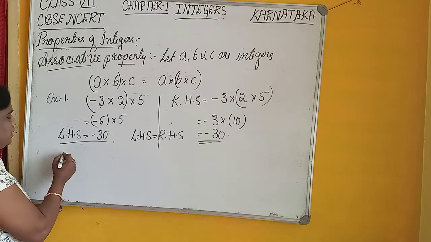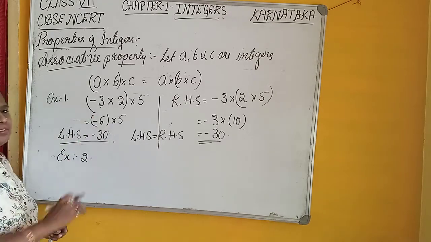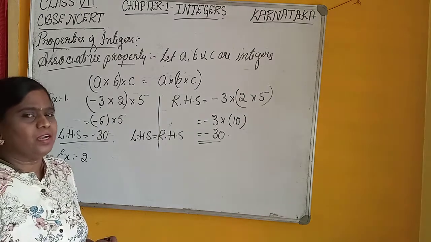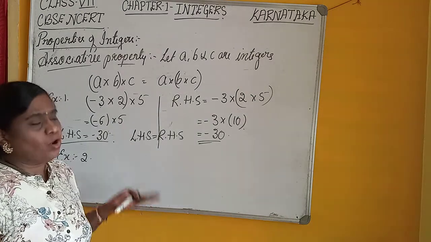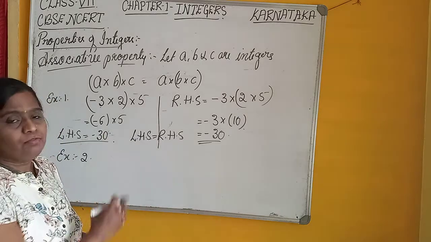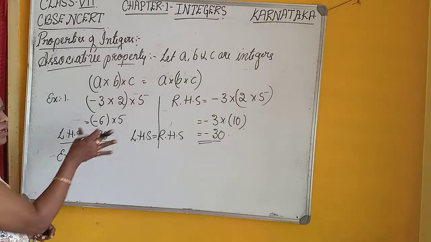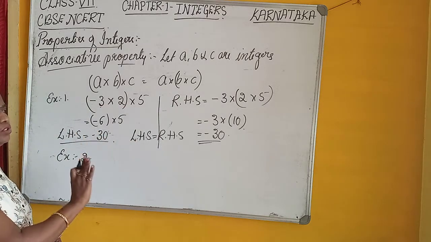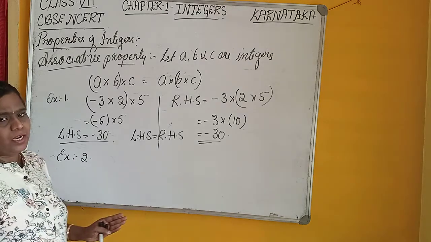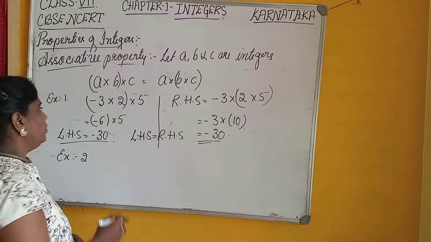We can take another example to understand this. Here we are taking simple integers to understand the concept easily. You can take bigger numbers like 100, 200, 500 or something. But I am taking very simple integers to understand the concept easily. If you understand it easily, then you can do any number of problems.